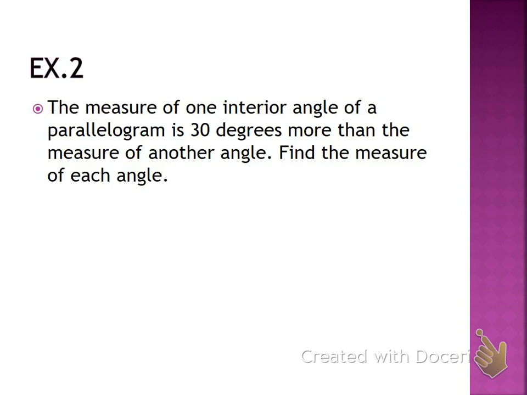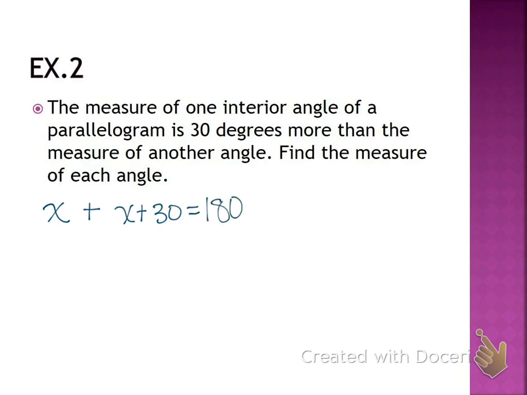If you don't know something in a high school math class, what do you usually assign it? A variable like x. So if the first angle is x and the other angle is 30 degrees more than that one, how could we represent that angle? X plus 30. And if these two angles are supplementary, what are we going to do to them? Add them together and set them equal to 180.